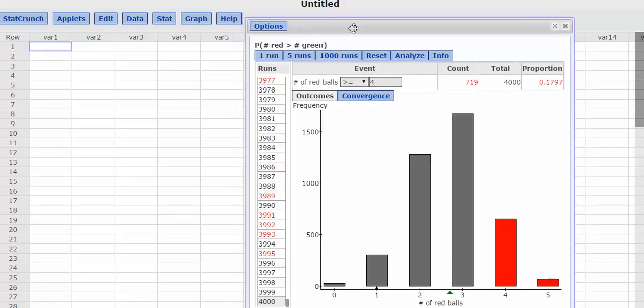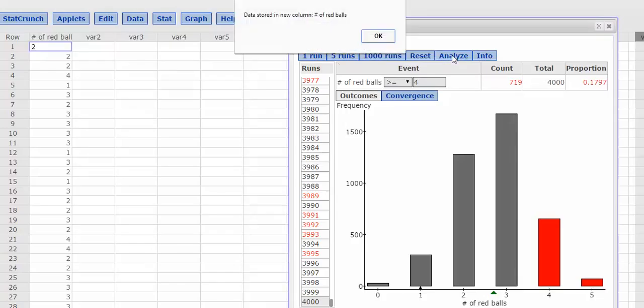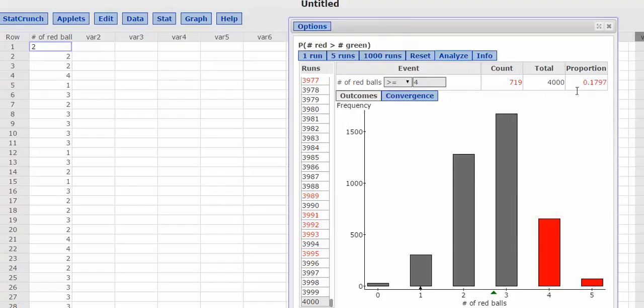All right, and now we can also, if we want to, add the results. These are the runs, and this is what we got, and we can add those runs to our spreadsheet by clicking Analyze, and it puts the number of red balls we had for all 4,000 repeats of the experiment in here. As a final thing, we can actually calculate this probability when we learn about combinatorics, and I will show that in a post for Module 6 when we do combinatorics.